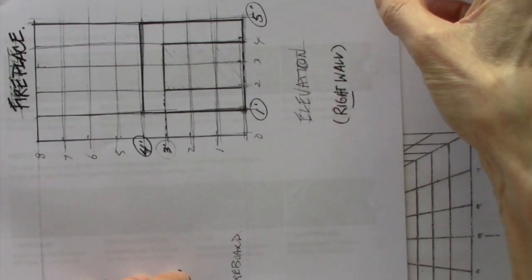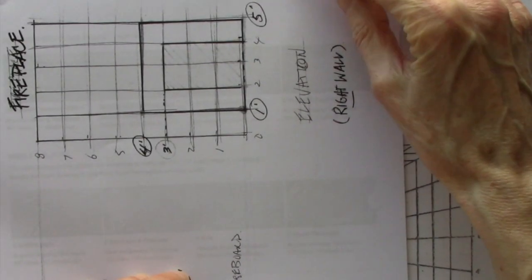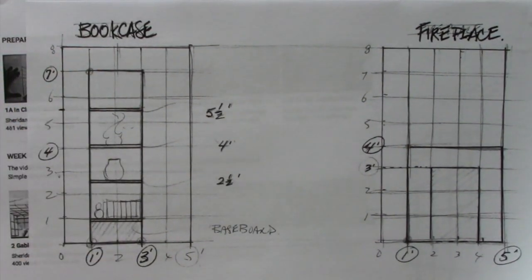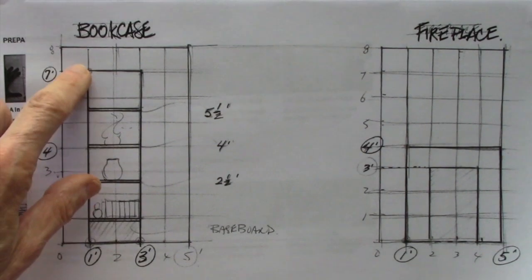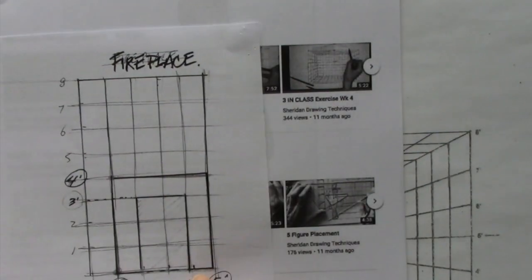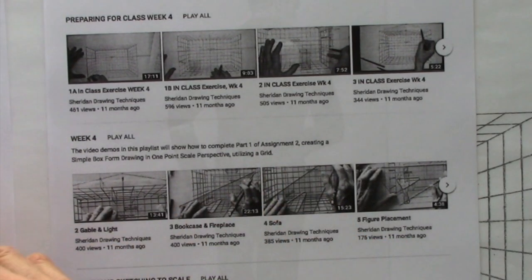This is the elevation for the wall with the bookcase in it, the left-hand wall. And it shows you at what height everything is put in at. And this is for the fireplace wall on the other side, the right wall. The next page tells you where to find your videos, your instructional videos.